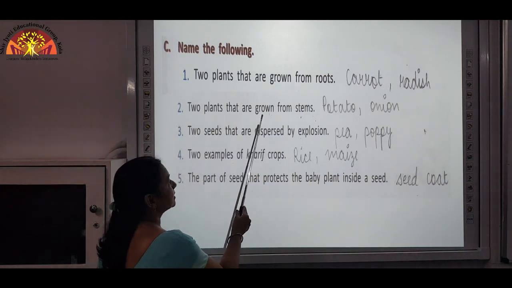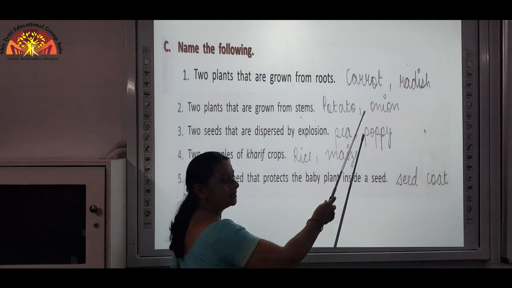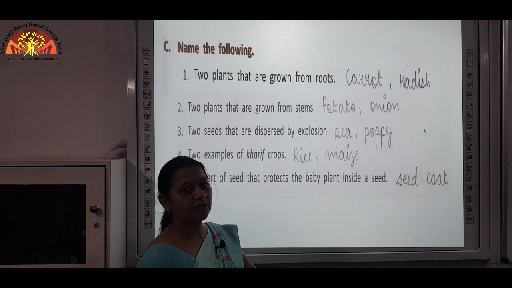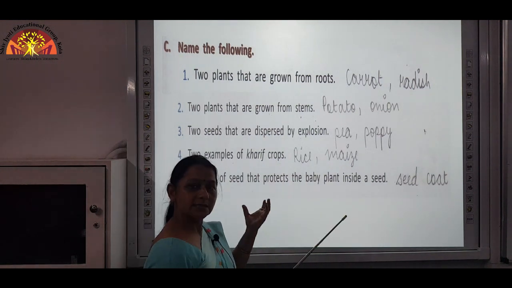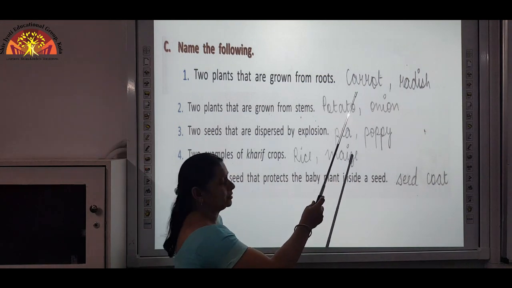Two plants that are grown from stem. We know that potato and onion are the stem part of the plant, and we can grow new plants using these stems. The two examples here are potato and onion.